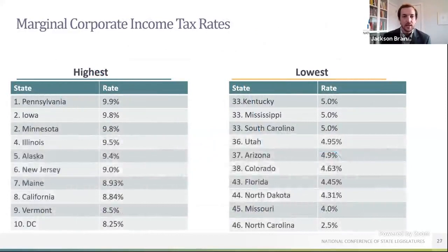For states with graduated tax rates, the range is a low of 1% on taxable income below $3,000 in Arkansas to 9.8% on income above $250,000 in Iowa. There are also several states that do not have a corporate income tax, but tax businesses in the form of a gross receipts tax. A handful of states do this: Nevada, Texas, Ohio. Delaware has both a corporate income tax and a gross receipts tax.